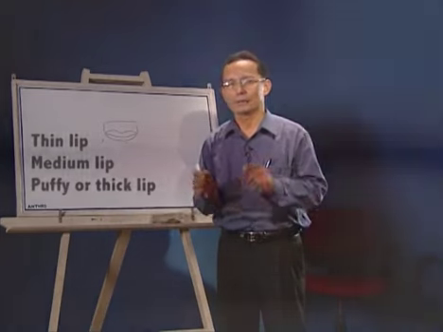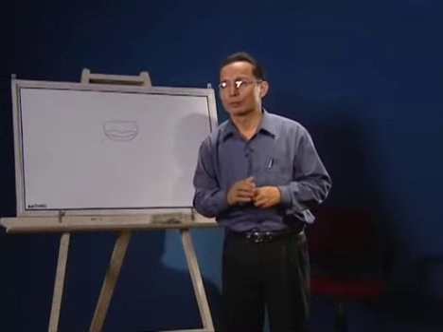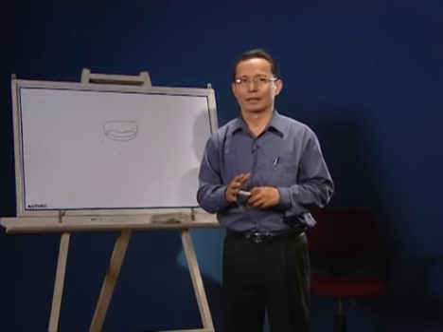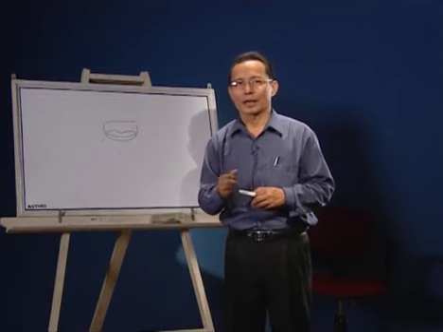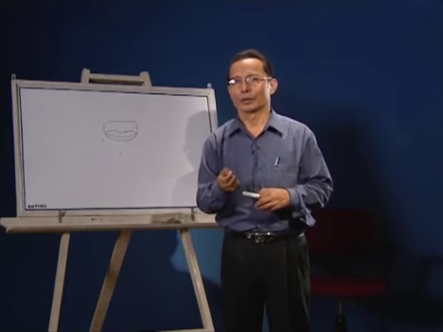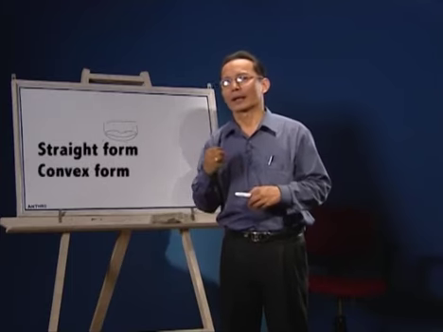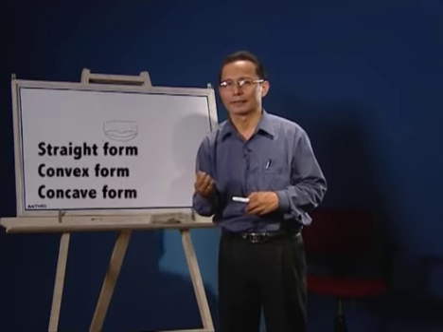Thin leaf means a very, very thin leaf, small and thin leaf. Medium is medium sized leaf. Thick means thicker leaves, whereas puffy means very big leaf. So that is as far as size of the leaf is concerned. At the same time, we can go for form of leaf also. Here, straight form, convex form, concave form of leaves are there.